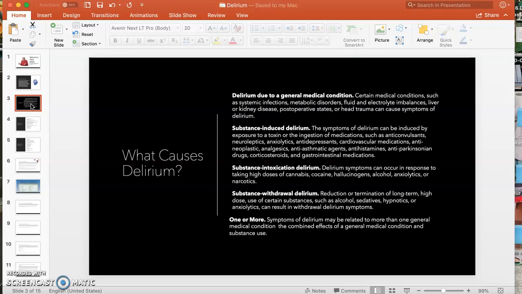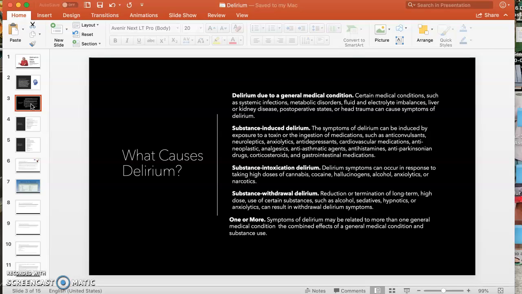There's another type of delirium called the substance intoxication delirium. These delirium symptoms can occur in response to taking a high dose of cannabis, cocaine, hallucinogens, alcohol, anxiolytics, or narcotics.